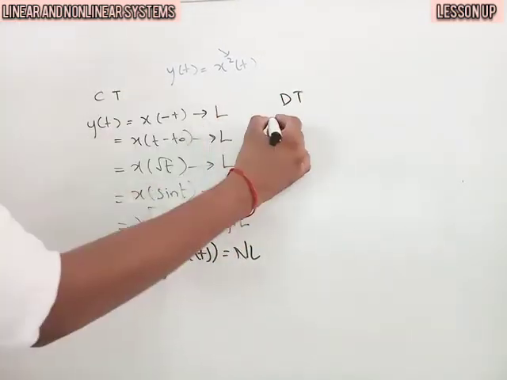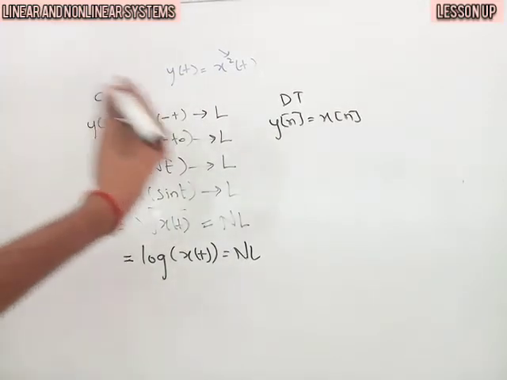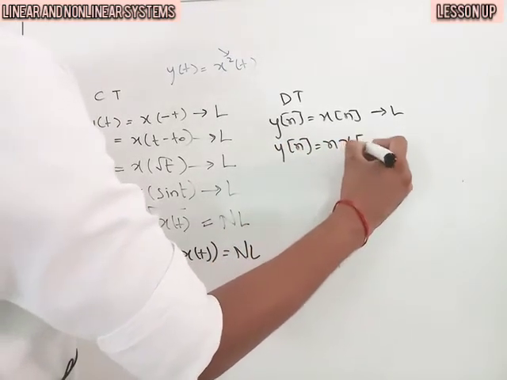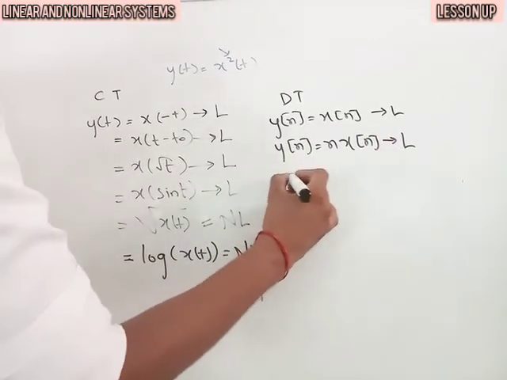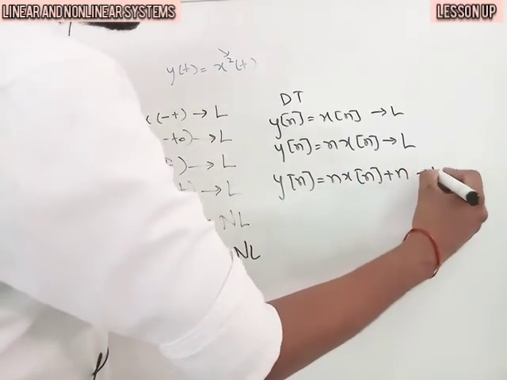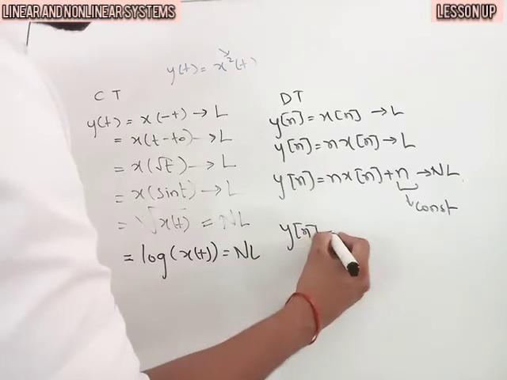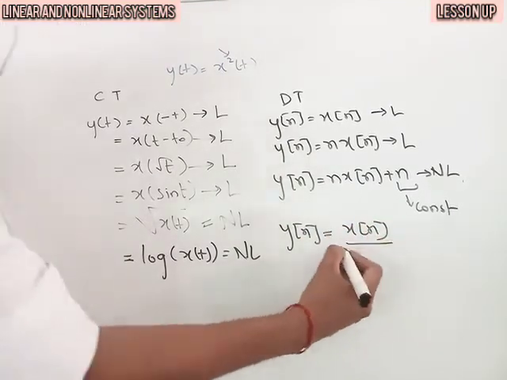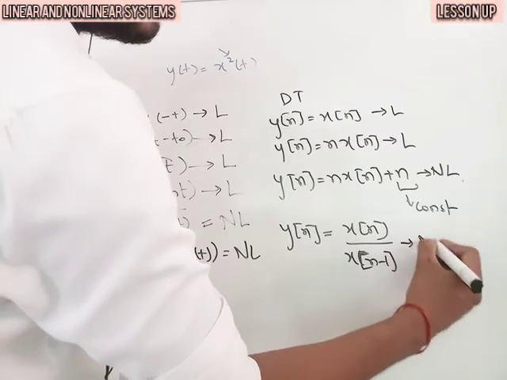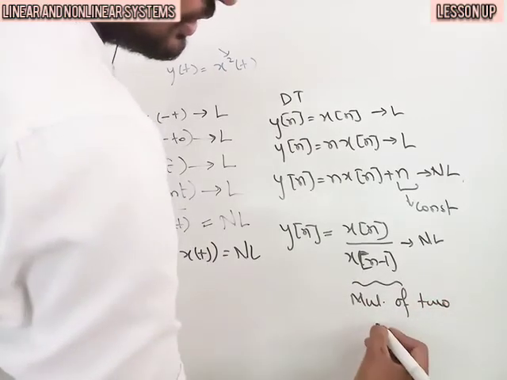If we talk about DT, y of n is equal to x of n, this is a linear system. y of n is equal to n into x of n, this is also a linear system. y of n is equal to n into x of n plus n, this is non-linear because of this constant term. y of n is equal to x of n divided by x of n minus 1, which is non-linear because it is a multiplication of two arbitrary signals.